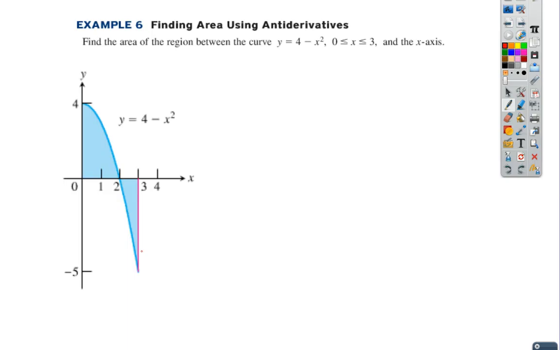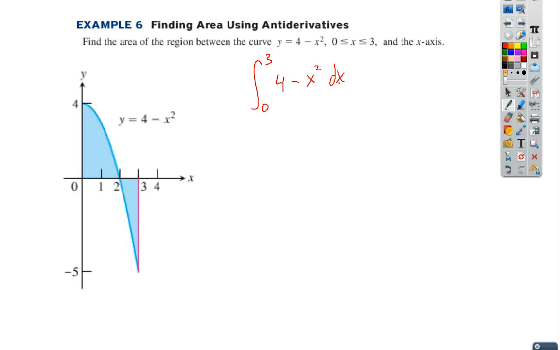The fundamental theorem of calculus told me that if I take the integral from 0 to 3 of 4 minus x squared dx, I need to come up with a function big F that when I take the derivative I get 4 minus x squared. So that's what you just got to be thinking about. What would be big F?